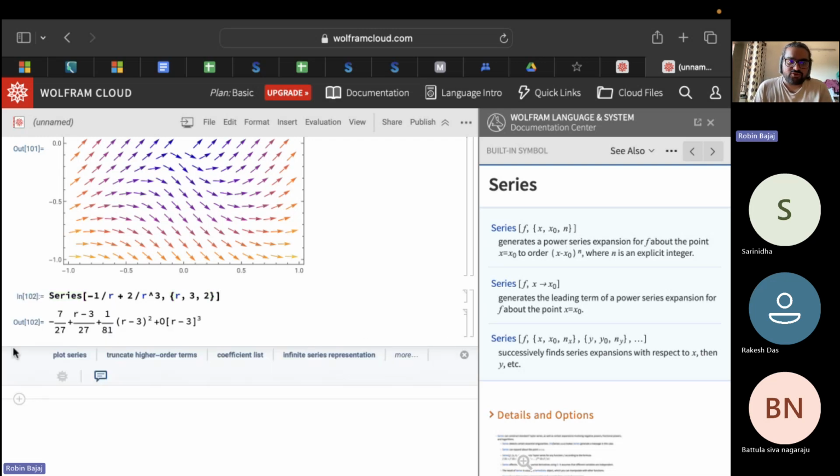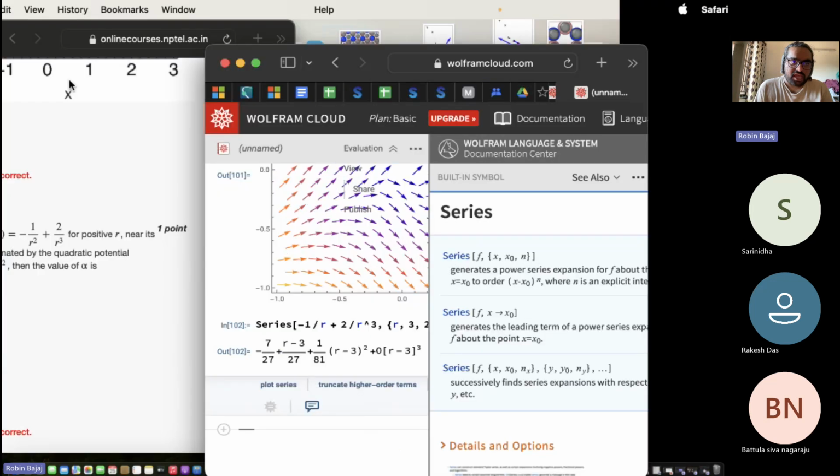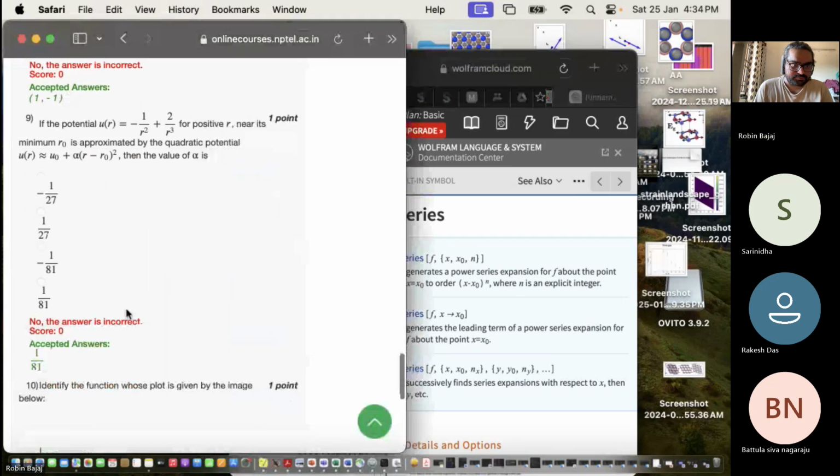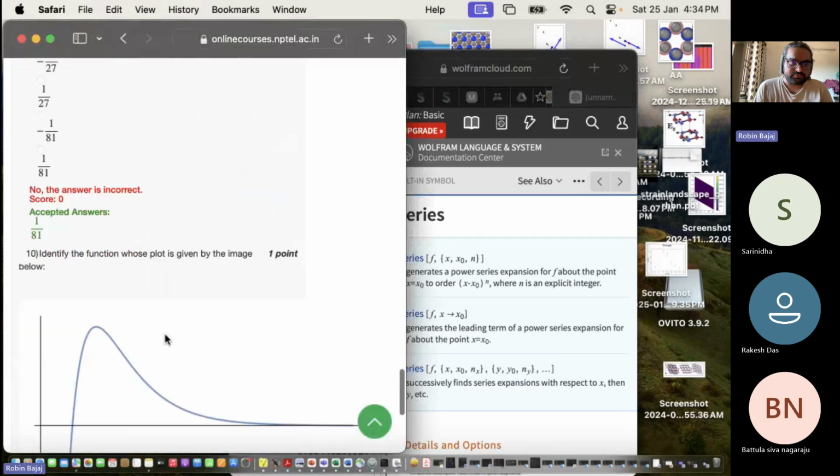So see, it gave you the expansion about r equal to 3, to the second order. This is our alpha, which is 1 by 81. So I think that option was there, yeah, this is the correct option.